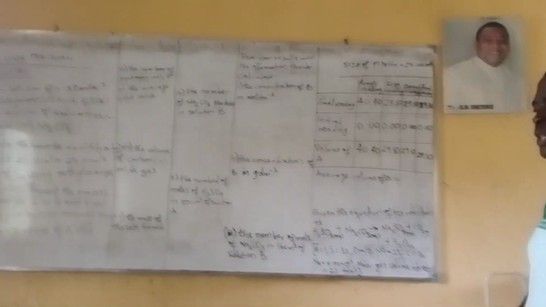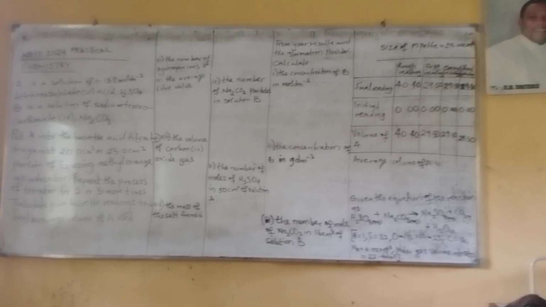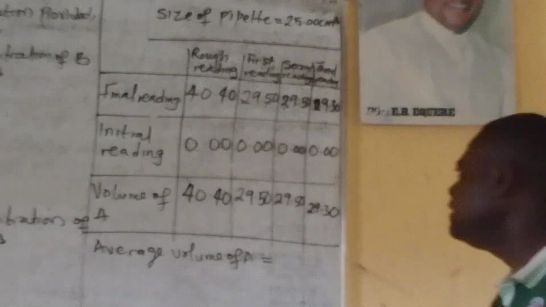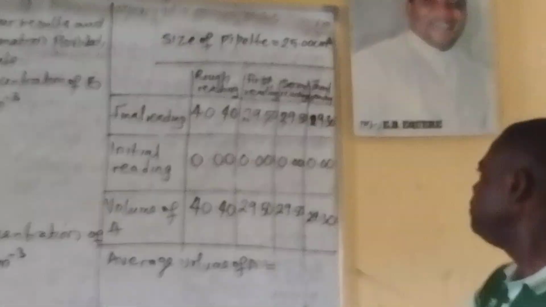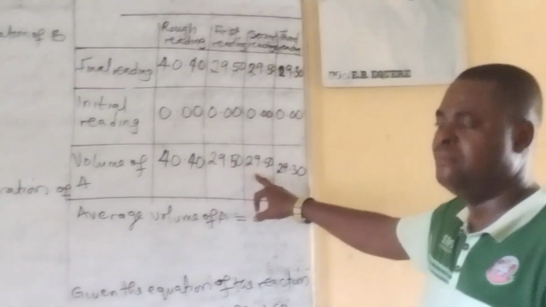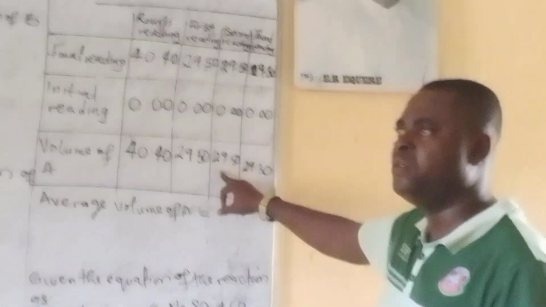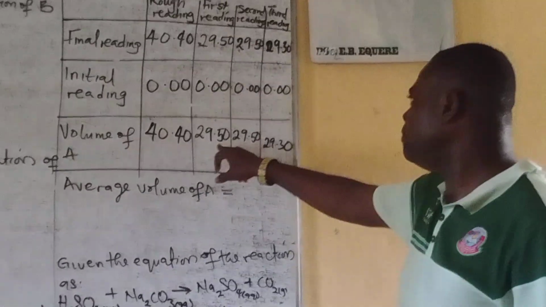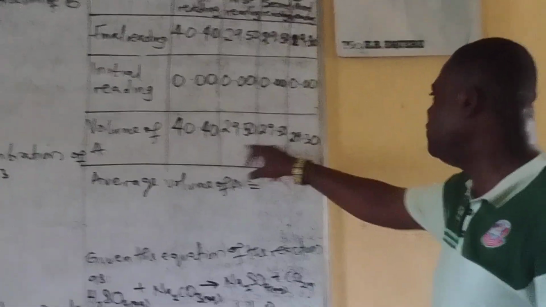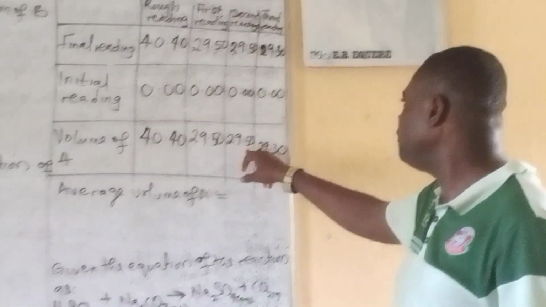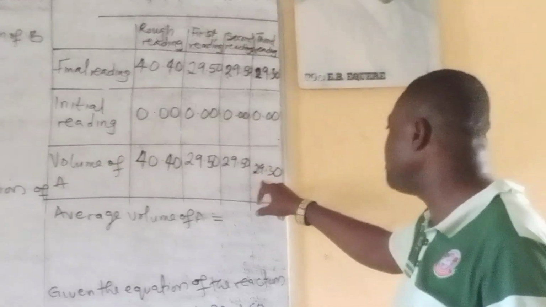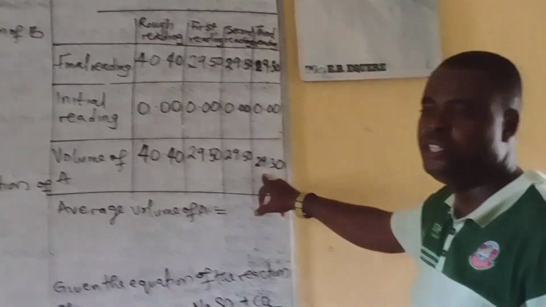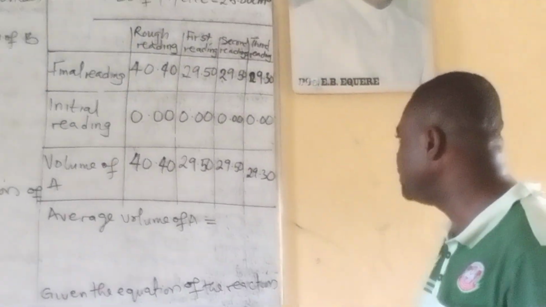Okay, the question is asking us, this is the table, this is what they expect you to produce. You will see that one thing to ensure is that between one titer and another titer, the difference between them must be between 0 and plus and minus 0.2. Because between this one there's 0 difference, no difference. But between 29.5 and 29.3, we have 0.2 difference. So it means we are doing the right thing.